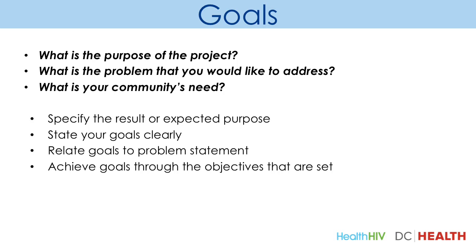Think of the goals as a result or expected purpose from the project. When you establish goals, you want to make sure to delineate what accomplishments you anticipate over the duration of the project. These goals should be clear and they should relate back to the problem statement that you have established at the outset, the vision that you have for your project. You set your goals and you achieve these goals through objectives and activities. After you decide which goals are actually feasible, you may then need to also distinguish which of those should be regarded as short, mid, or long-term goals. Remember, specify the result or expected purpose, state your goals clearly, relate the goals to the problem statement, and achieve goals through the objectives and activities that are set.